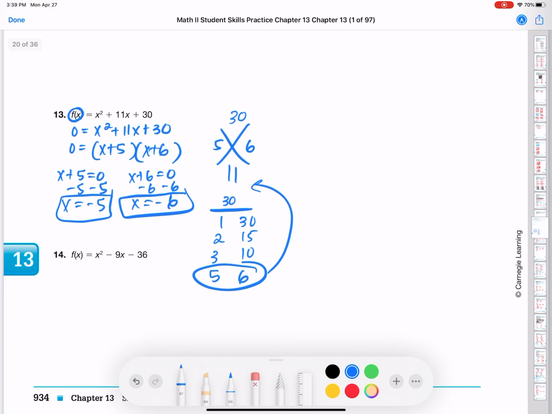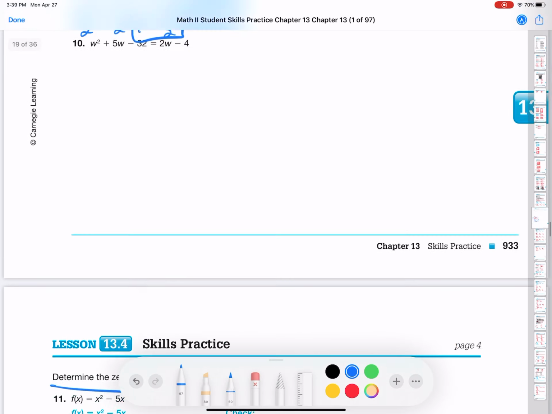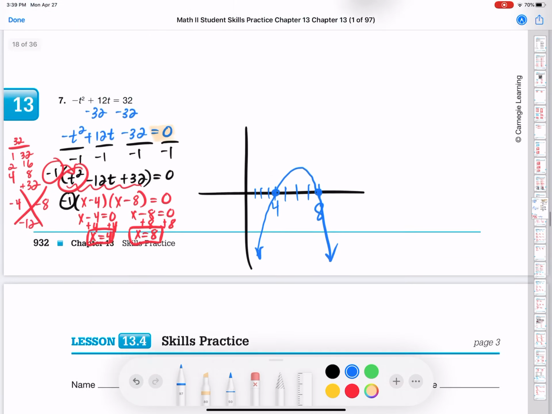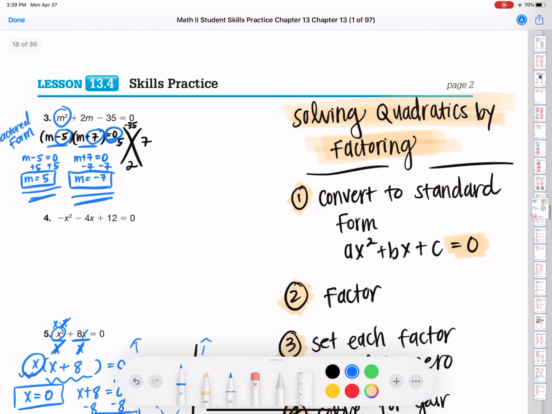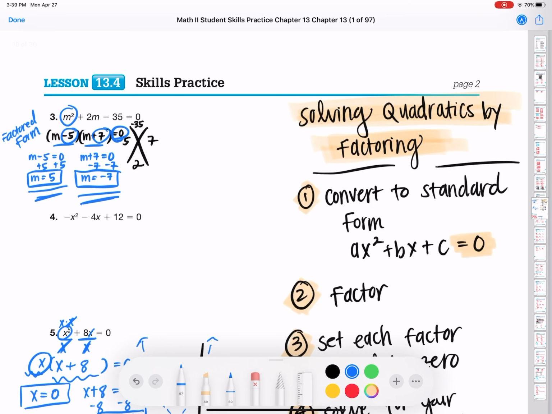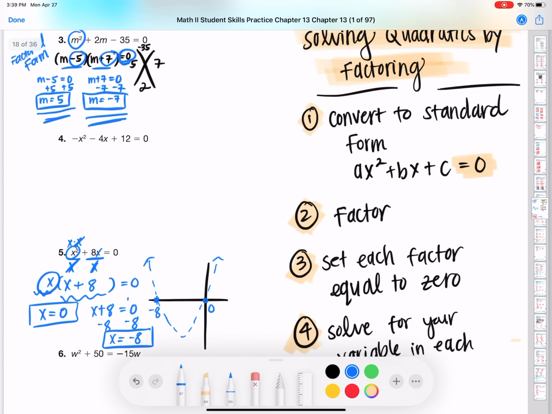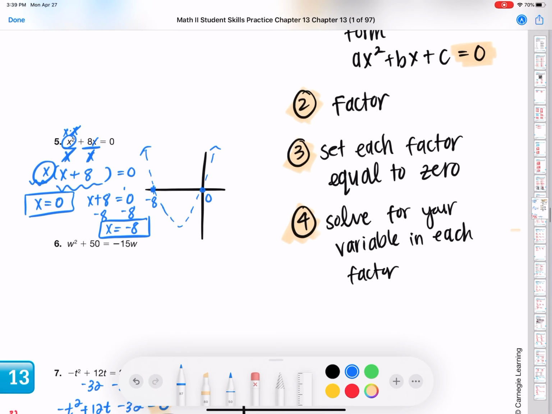All right, that's all I'm working on with you guys. We did 1, 2, 3, 4, 5 practice problems. If you want more practice, I uploaded an extra video. Again, your steps are converting to standard form if it's not already. Factor and then set each factor equal to 0. Solve for your variable in each factor.